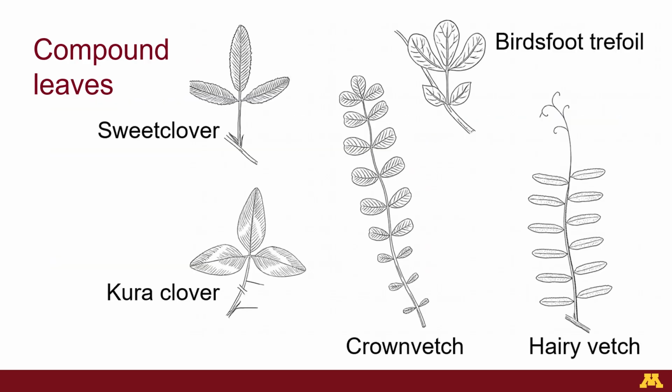Legumes have compound leaves with variable numbers and arrangements of leaflets. This botanical line drawing shows the compound leaves of sweet clover with its 3 leaflets, bird's foot trefoil with its 5 leaflets, Kura clover with 3 leaflets, and crown vetch and hairy vetch with variable numerous leaflets. True clovers like Kura clover and white clover have palmately trifoliate leaves, whereas legumes like bird's foot trefoil and crown vetch have 5 or more leaflets.